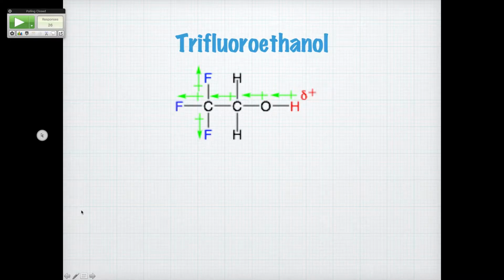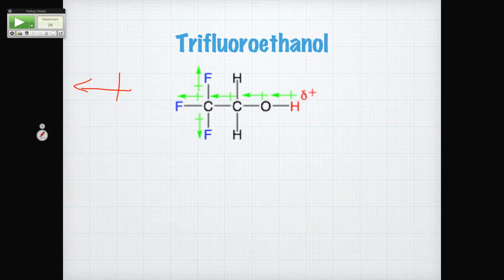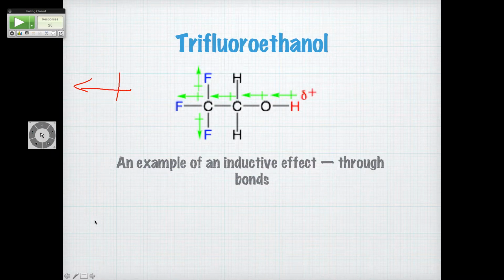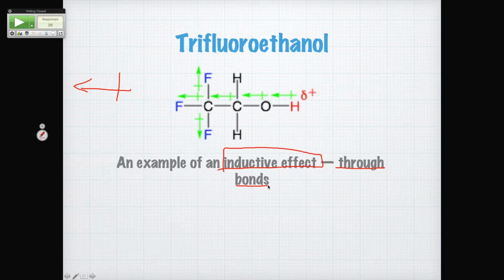Here's a picture of it. In this picture, we're using the funky arrows with the pluses, to show that we're pulling electron density away. That's all that's showing. This effect occurs through the bonds of the molecule. It is referred to as an inductive effect. We'll use that word a lot, inductive effect, through the bonds. That's how electronegativity works, through the bonds.